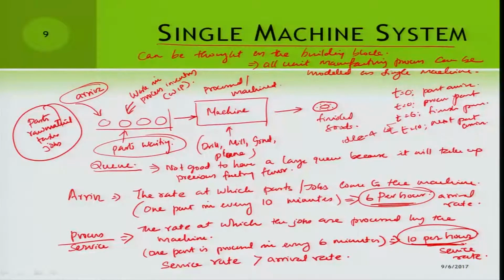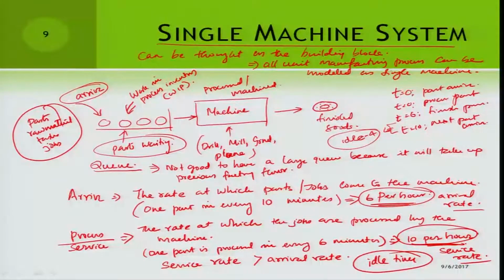Idle time. The concept of idle means the machine is not doing anything. It is not doing any job. So, the concept of idle time is also part of this. So, the arrival rate, the rate at which the parts arrive to the system, and the service rate or the processing rate, the rate at which it actually processes, those kinds of things.